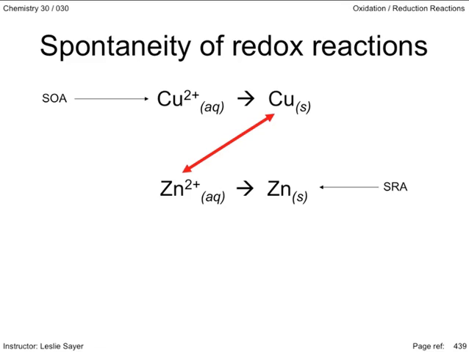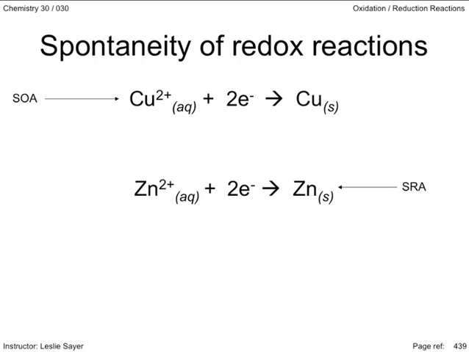A bottom left, top right orientation indicates the reaction is not spontaneous. The oxidizing agent is below the reducing agent. Zinc ions will not react spontaneously with copper metal, and experimentally this is confirmed. Written like this, we can predict spontaneity as well as clearly seeing the two half reactions that make up the total reaction.